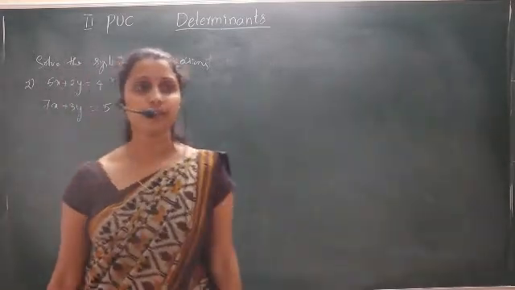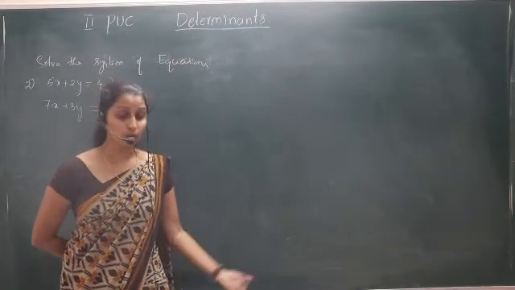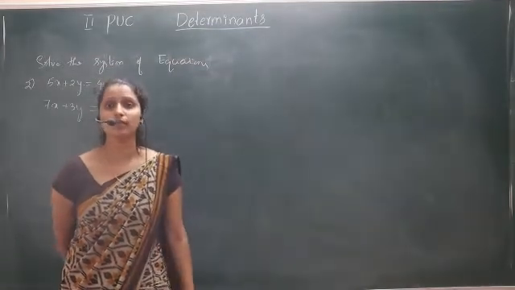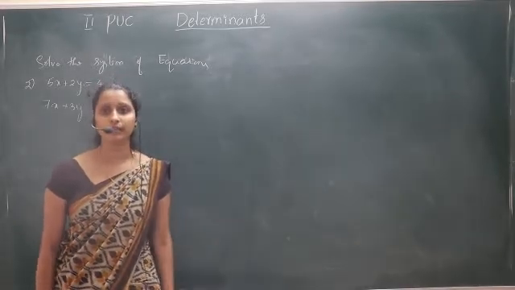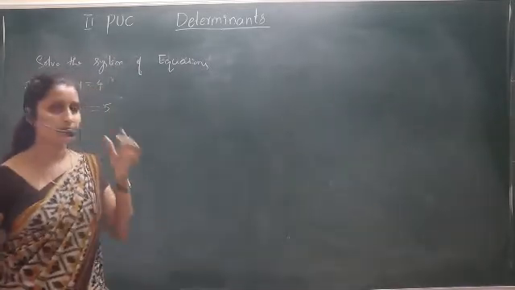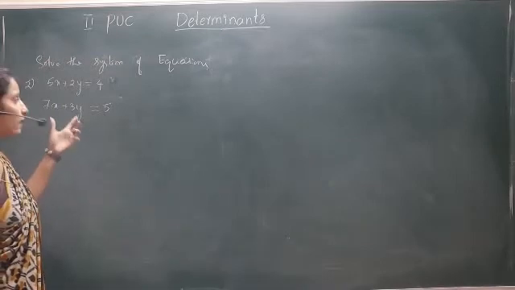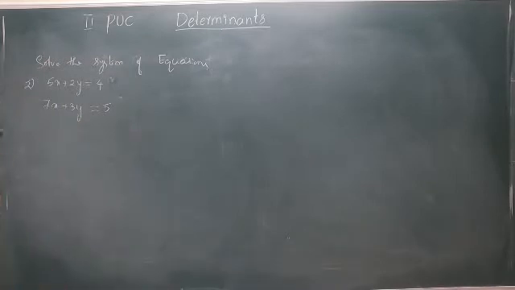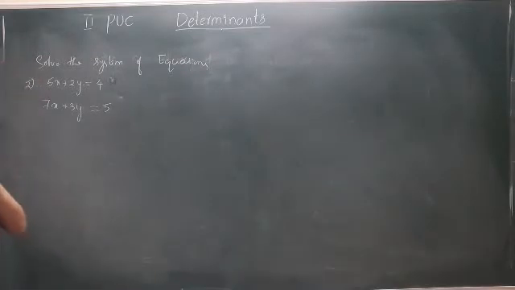Hello dear students. We have already studied how to find the solution of a system of equations, and we solved one problem with a 2 by 2 matrix. Again we will see another problem of the same kind: solve the system of equations. Again, it is a 2 by 2 matrix. First, we have to write the given system as AX = B.